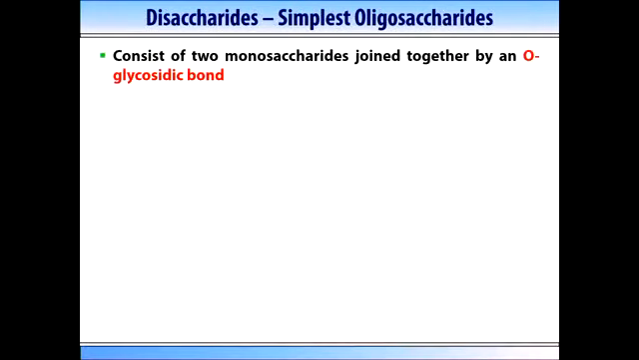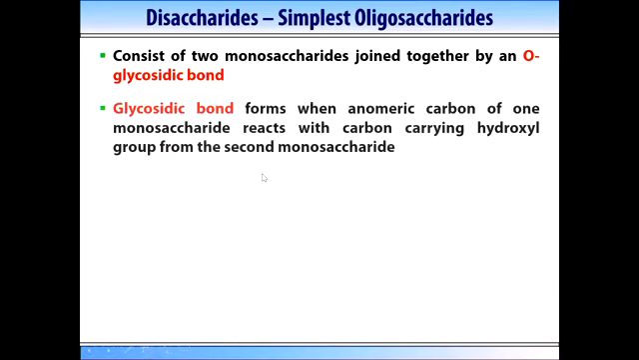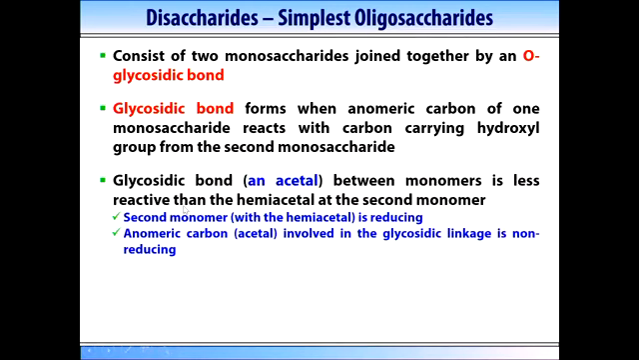Okay, all right. So before we get to the polysaccharides, we need to very quickly go over the disaccharides. I think the name says it all. The disaccharides are just conjugates between two simple sugars. They consist of two monosaccharides which join together by an O-glycosidic bond. A glycosidic bond forms when the anomeric carbon of one monosaccharide reacts with the carbon carrying a hydroxyl group from the second monosaccharide. The glycosidic bond, an acetal between monomers, is less reactive than the hemiacetal at the second monomer.